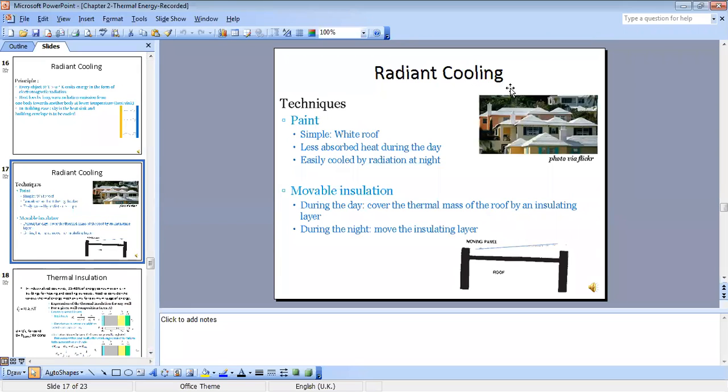Now here we can see several techniques for cooling by radiation. One of the common techniques is to paint the roofs white, okay? Because the white color will absorb less energy during the day, while it will be easily cooled by radiation at night. So we should pay attention that radiation can play a negative role during the day, okay?